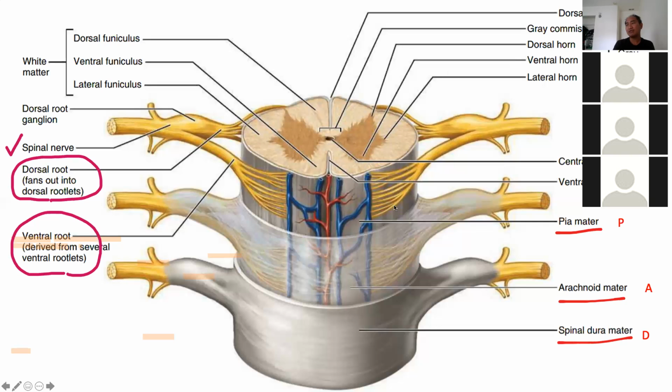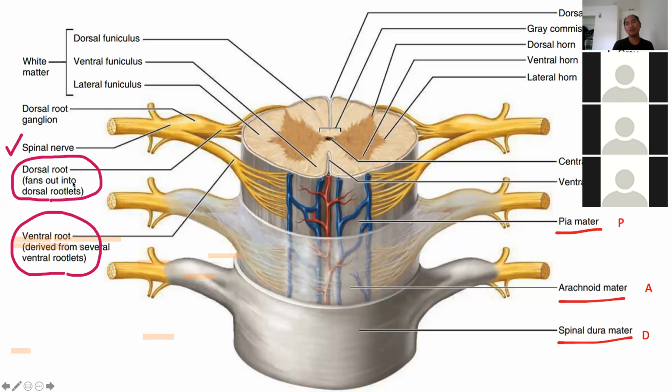very, very small, tiny rootlets, and they will join to form the roots, and the combination of the dorsal and ventral root is called the spinal nerve. And we have to say the spinal nerve is very short. Look at that. The dorsal root and ventral root join, that is called the spinal nerve, and immediately it divides into the posterior or dorsal ramus and the anterior or ventral ramus.